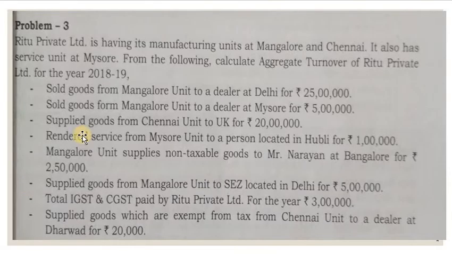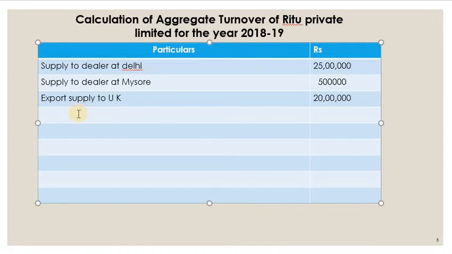Then what is the next one? Rendered service from Mysore unit to a person located in Hubli. Again, intrastate supply of service here. So that is also included, both goods and services. So service to a person located at Hubli. How much is the value? It is 1 lakh.